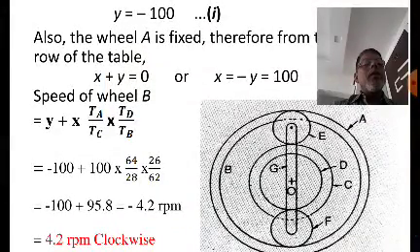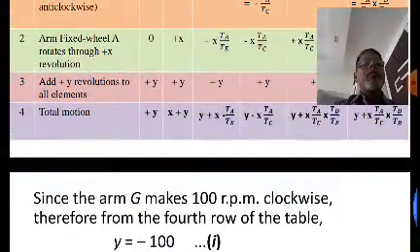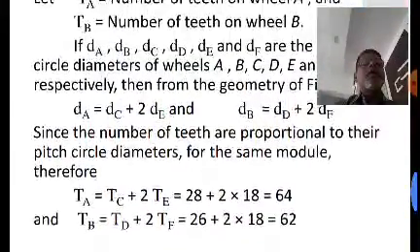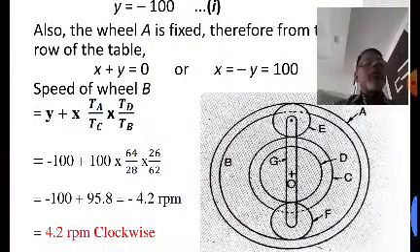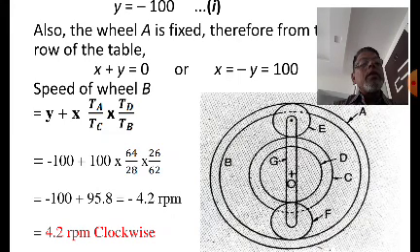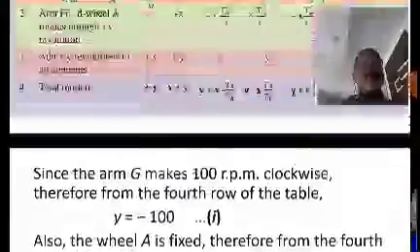here, see, the diameter of A is equal to the diameter of C plus 2 times the diameter of E, right? So you can see here it is written DA equals DC plus 2 times DE, and DB, B meaning the inner one, DB equals DD plus 2 times DF, right?